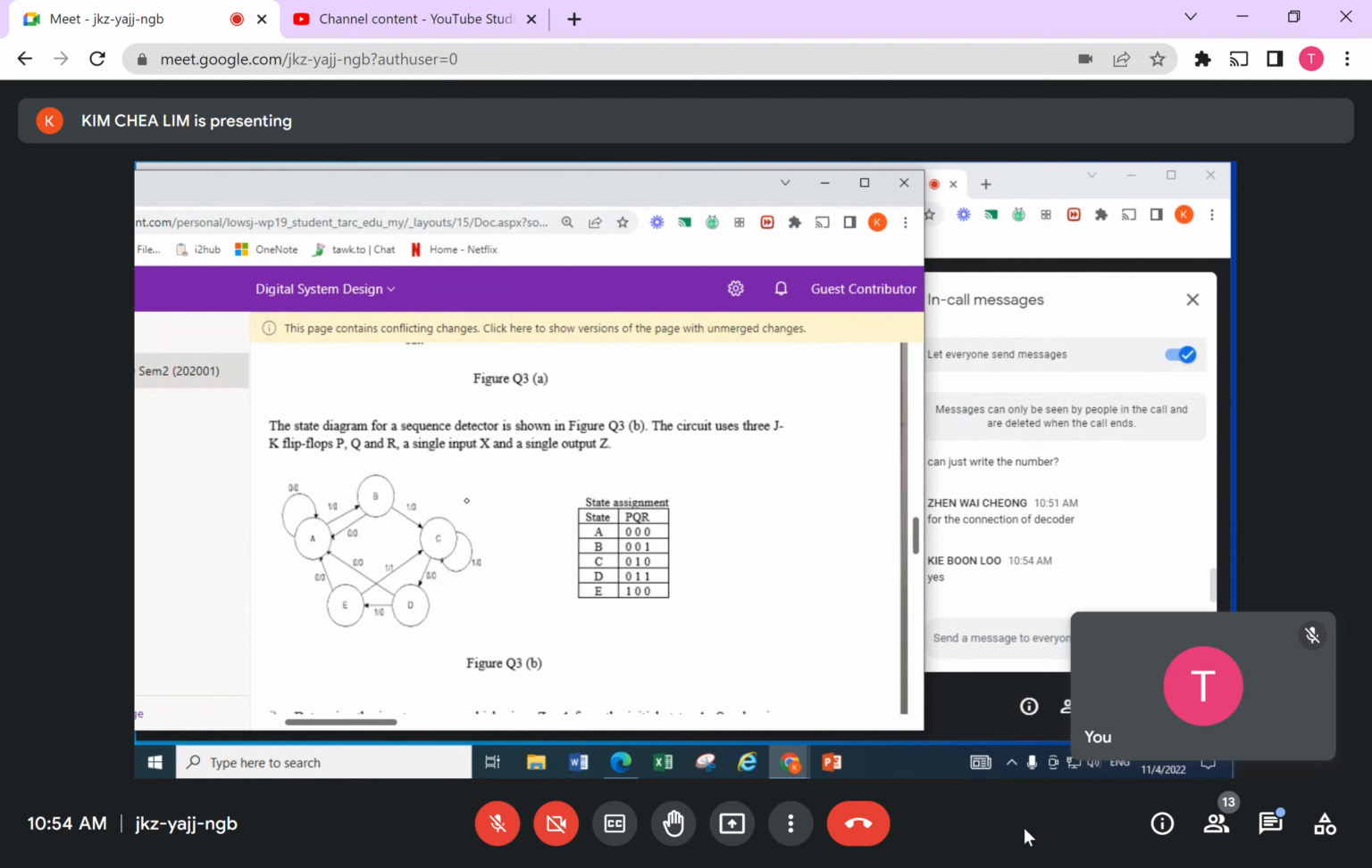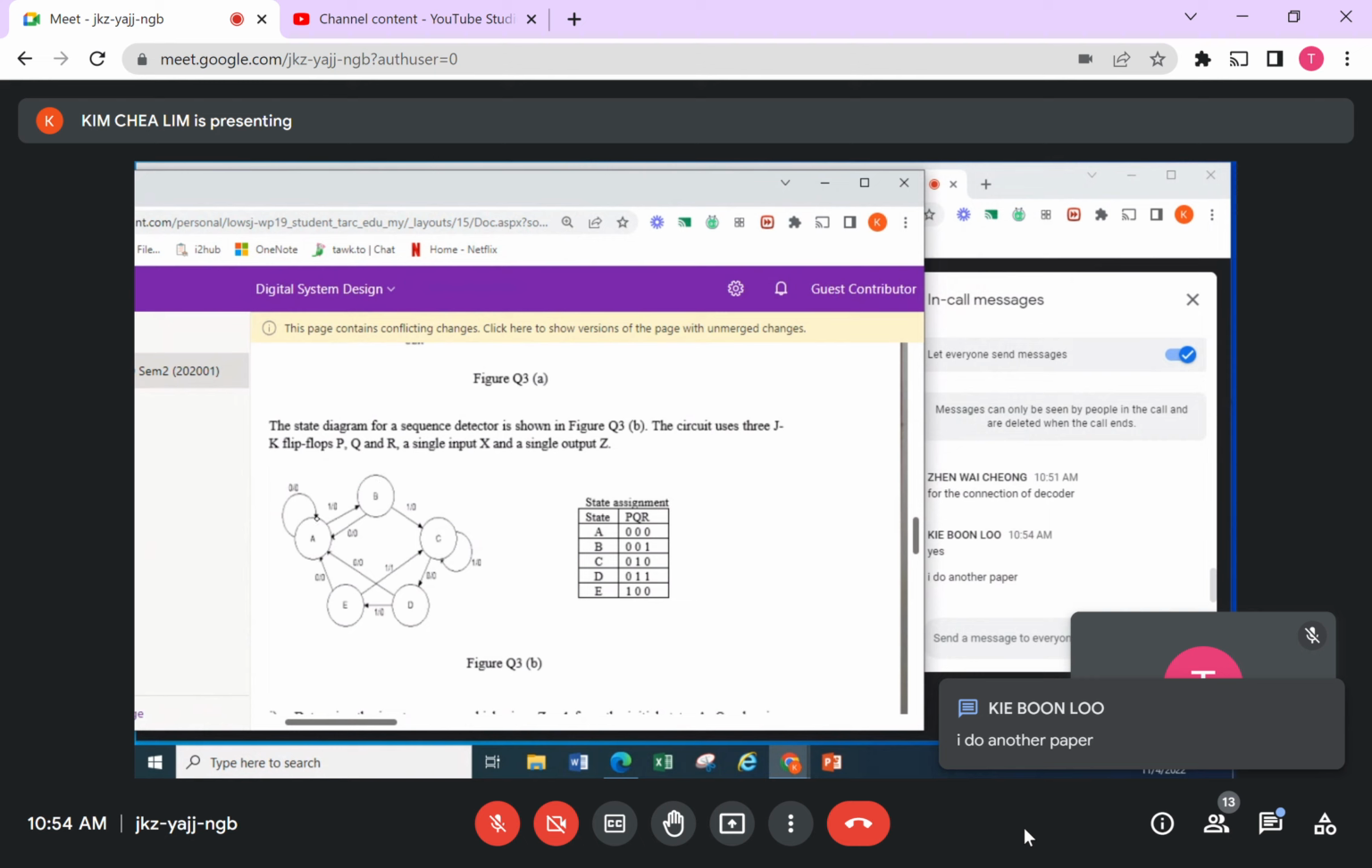Okay, now these are state diagrams here. Simple state. So these state diagrams will be assigned based on this pattern. I am supposed to design this one here using JK flip-flops, representing the P, Q, and R outputs. They have an input called X and an output called Z. So this is X, this is Z.